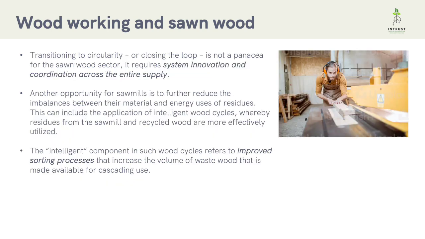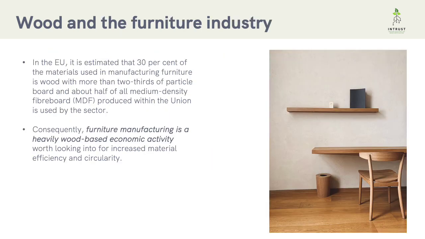Transitioning to circularity, or closing the loop, requires systems innovation and coordination across the entire supply chain. Another opportunity for sawmills is to further reduce the imbalances between their material and energy uses of residues. This can include the application of intelligent wood cycles, whereby residues from the sawmill and recycled wood are more effectively utilized. The intelligent component in such wood cycles refers to improved sorting processes that increase the volume of waste wood that is made available for cascading use rather than being used for energy applications.